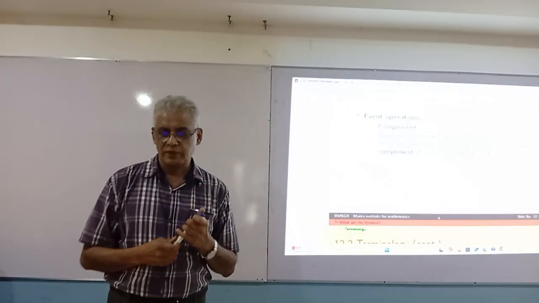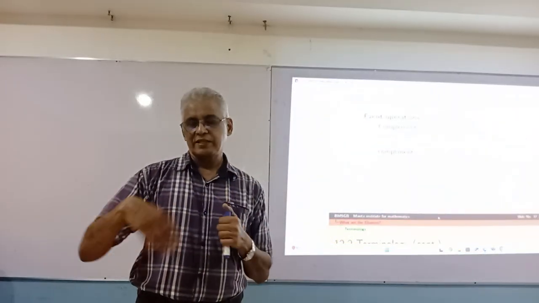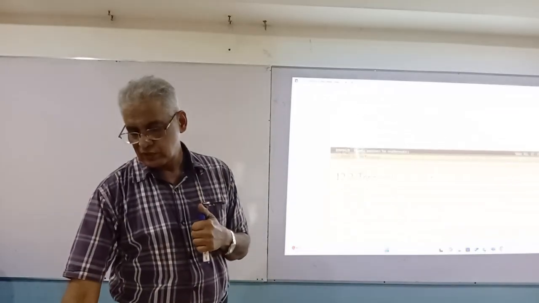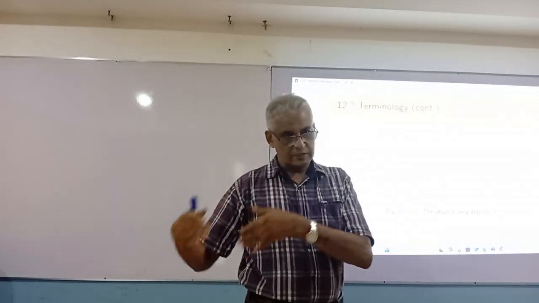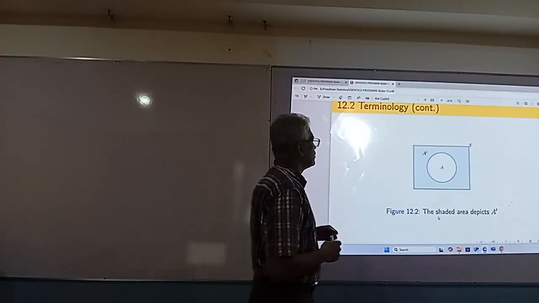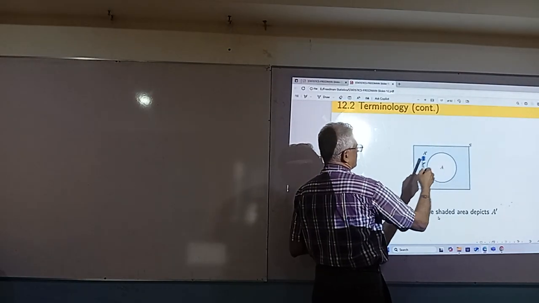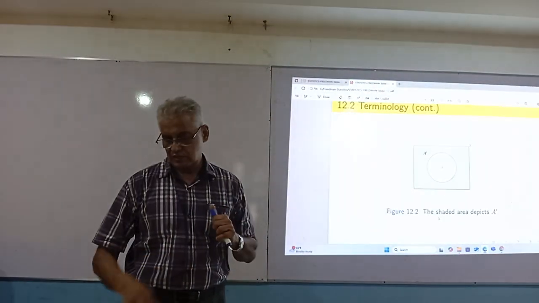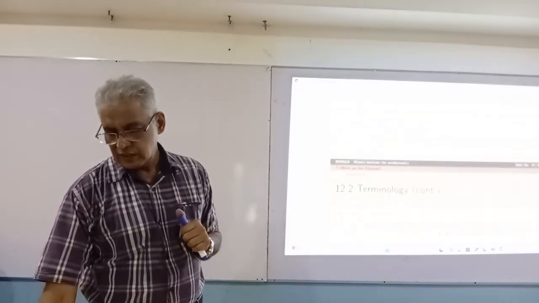So you already know the event operations. Mainly there are three event operations: complement, intersection and union, right? So what is the complement? Complement of a set is the set of outcomes which are not in that particular event but in S, right? So you can easily show it in a Venn diagram. If A is a set, then the region outside A is A complement. So that's simple. And the next one is the intersection, right?